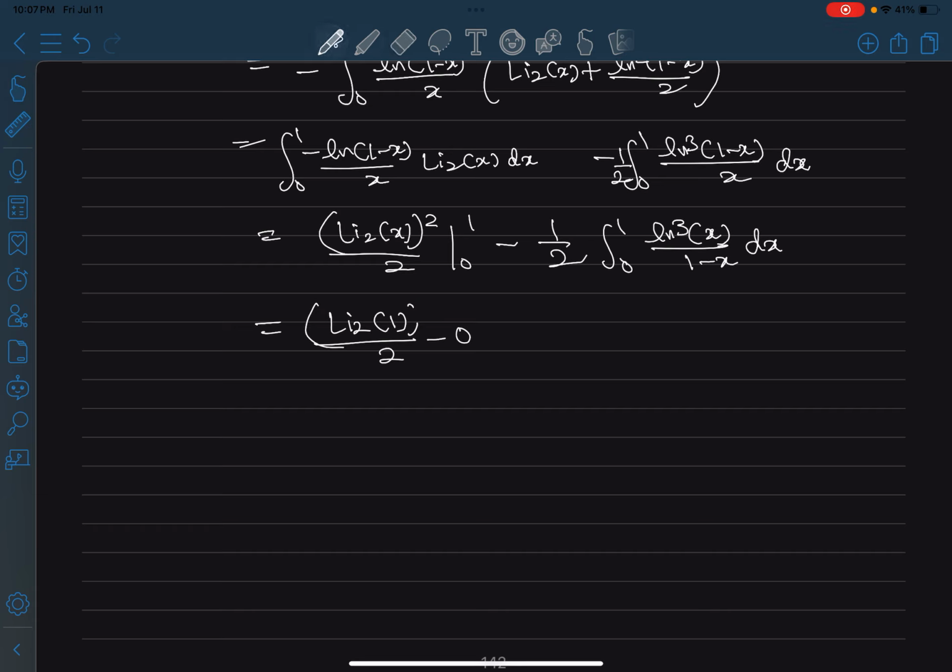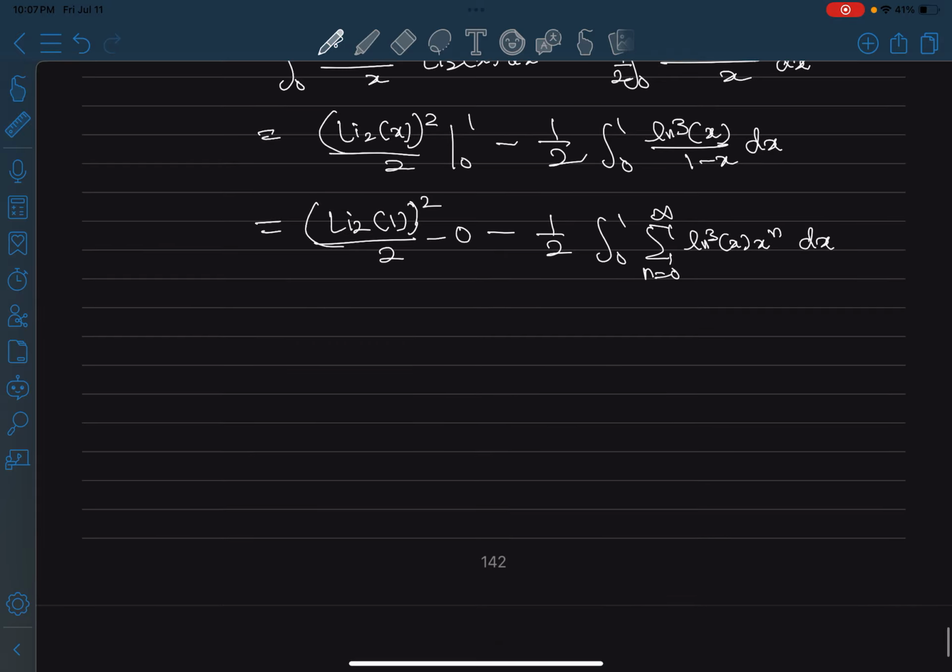And then on the other side, if I use the infinite series, this becomes the sum from n equals 0 to infinity of x to the power n, right? And this can be easily done using the gamma function now. So over here, this is zeta of 2 whole squared by 2 minus 1 over 2, times the sum from n equals 0 to infinity of the integral from 0 to 1 of ln cubed x times x to the power n dx. How will you do that?